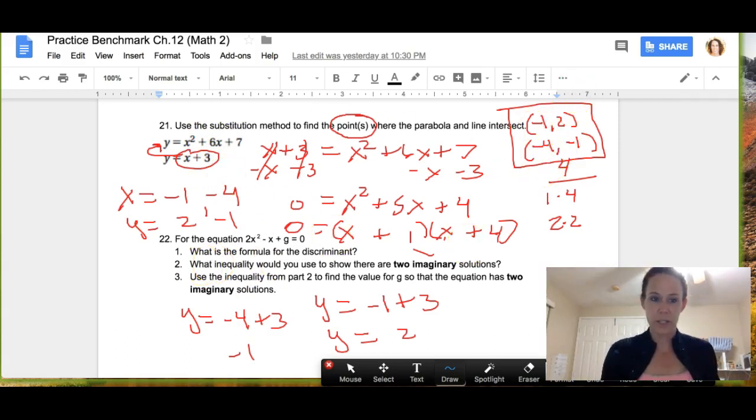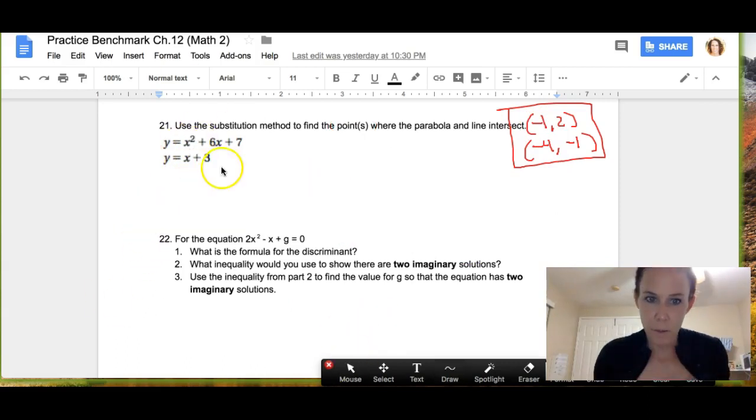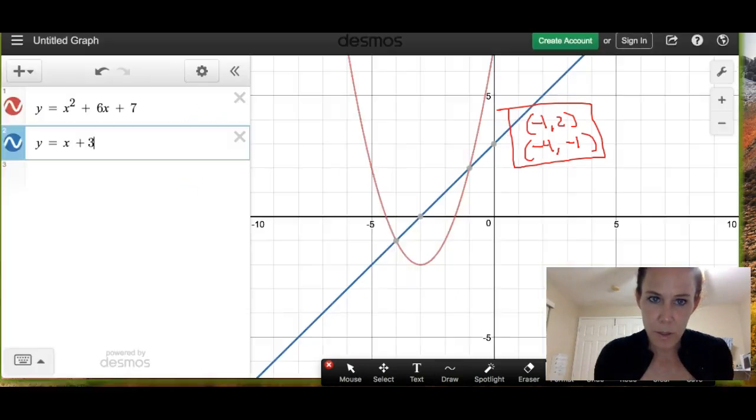Let's go ahead and check it on Desmos real quick. I'm going to plug these two values in on Desmos and see if it works. Okay, I'm going to plug these two into Desmos, and I typed them in, x squared plus 6x plus 7 and y equals x plus 3. Here's my parabola, here's my line.